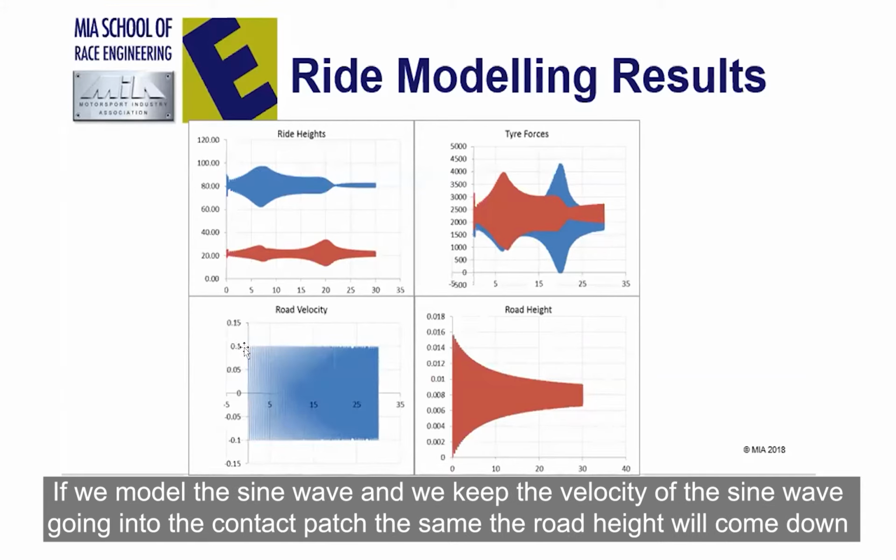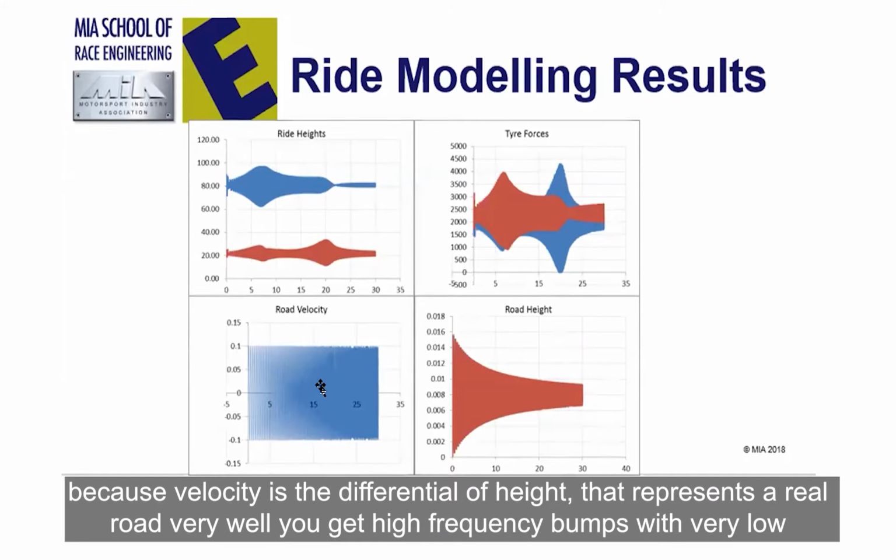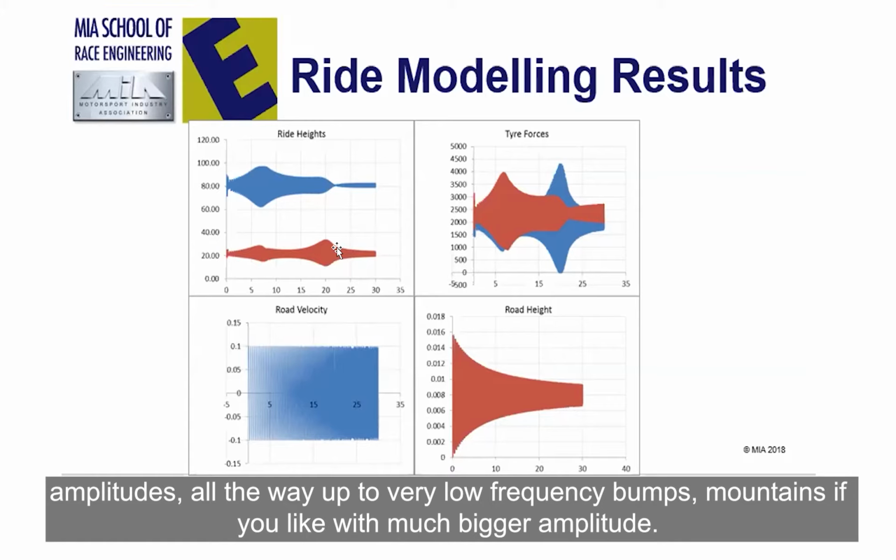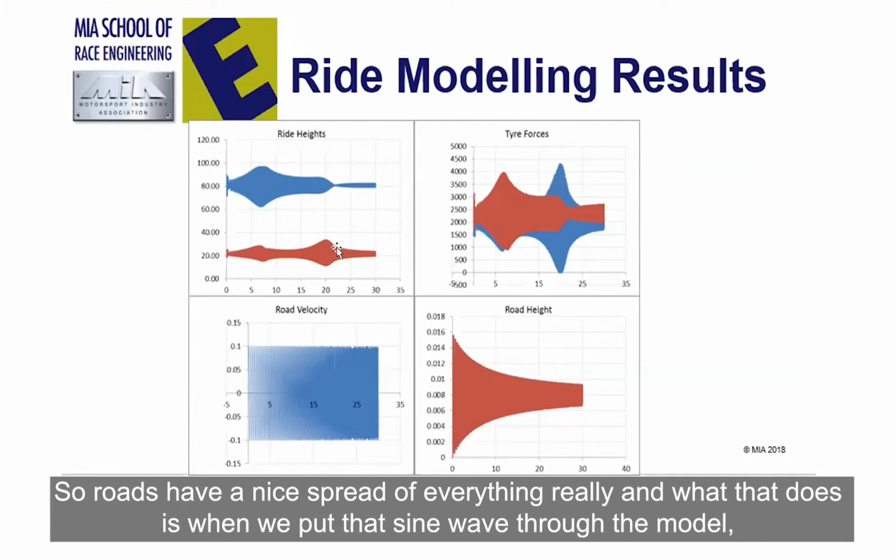And if we model the sine wave and we keep the velocity of the sine wave going into the contact patch the same, the road height will come down, because velocity is the differential of height. That represents a real road very well. You get high frequency bumps with very low amplitudes, and all the way up to very low frequency bumps, mountains, if you like, with much bigger amplitudes. So roads have a nice spread of everything, really.